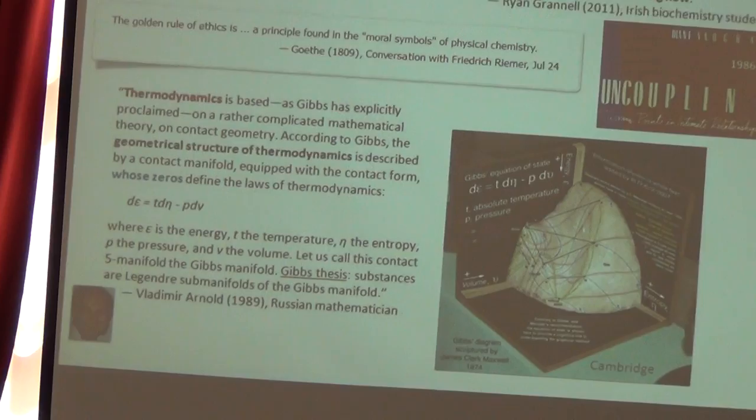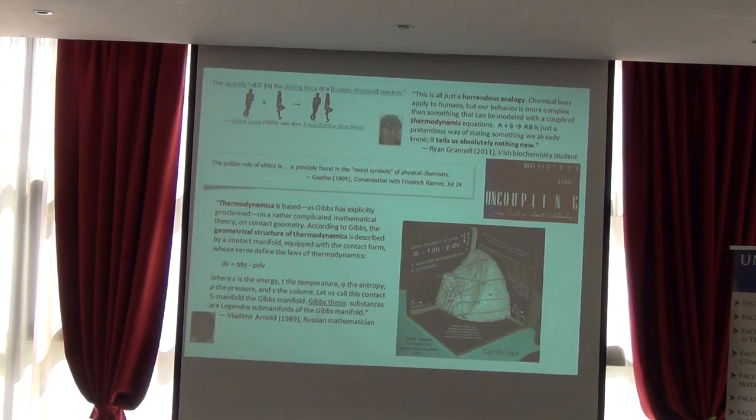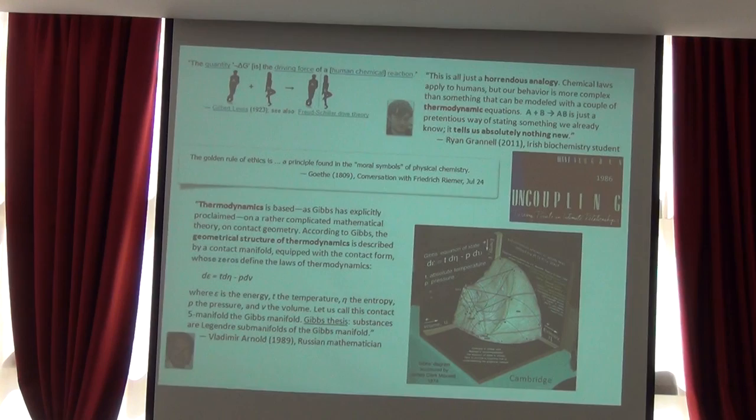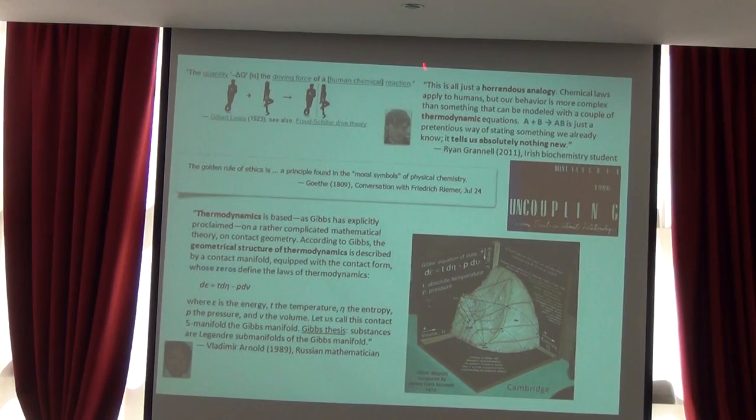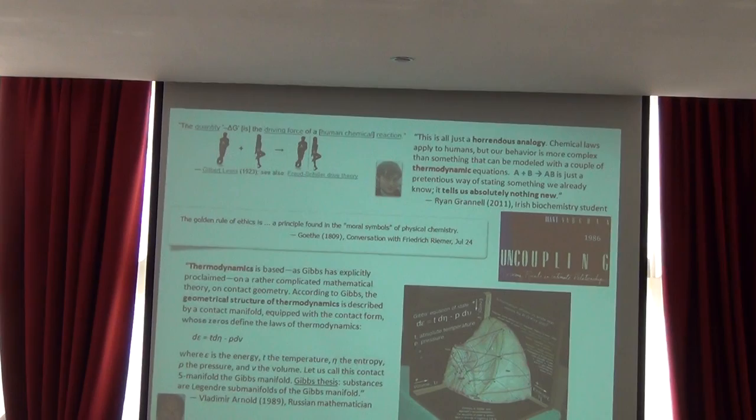Some people look at this here and they say this is pointless, this doesn't tell us anything. We know that when a man meets a woman, 95 people are going to fall in love, they're going to form a relationship. But putting it in terms of a formula like this tells us absolutely nothing new. So here's one person, Ryan Granley, an Irish biochemistry student. He spent a month blogging about me, writing a series of articles on how he says this is a horrendous analogy when you apply physics and chemistry to people. There's human nature and then there's chemical nature, and the two cannot mix. So he says this whole thing is a horrendous analogy.